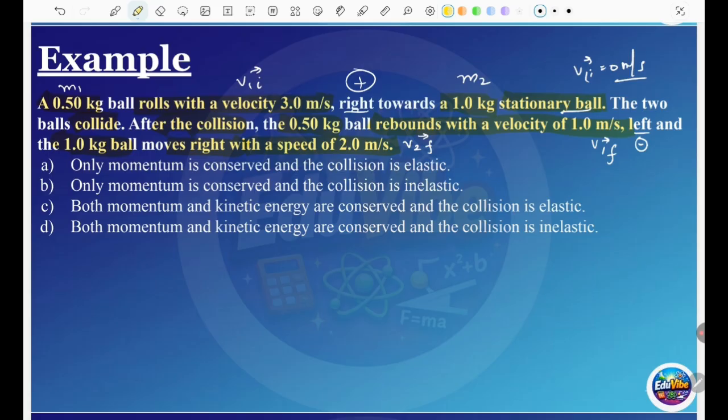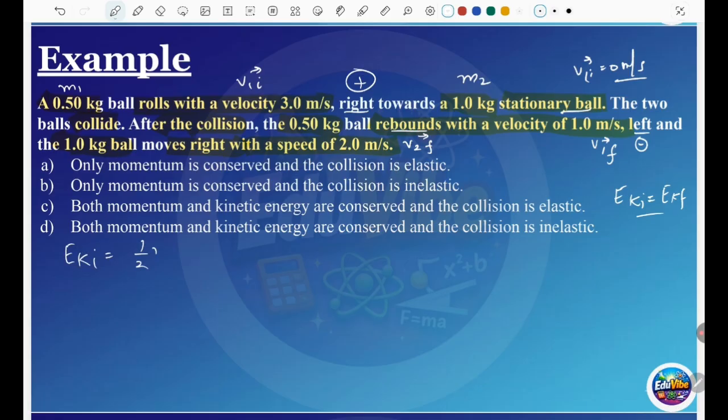Then what do we have to find? We have to find what type of collision it is, elastic or inelastic. For elastic and inelastic, we have to find the kinetic energy. It is not a hit and stick; this is a hit and rebound. So we have to find both EKi and EKf. If they are equal, it is elastic. So let's go with this.